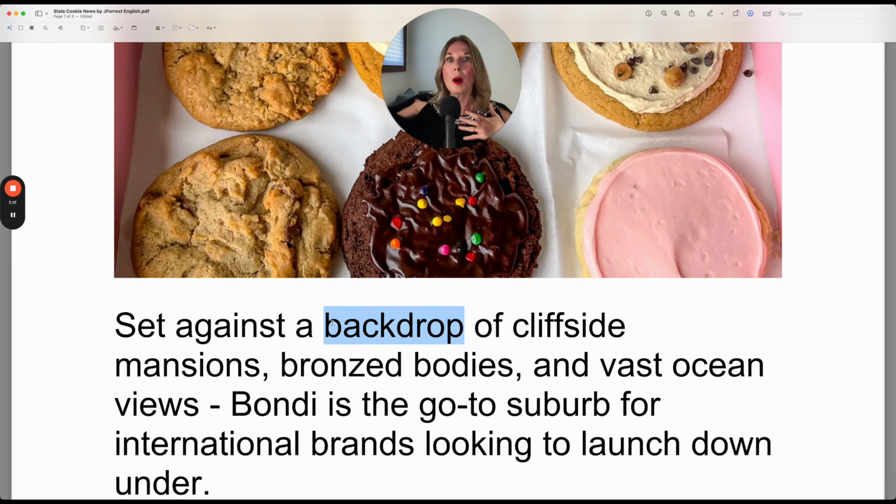When you look around you, you see these mansions, very large houses on the sides of cliffs. So that would be set against a backdrop. So you can just think of it as in the background, there are cliffside mansions. This is just a more poetic way of saying it.